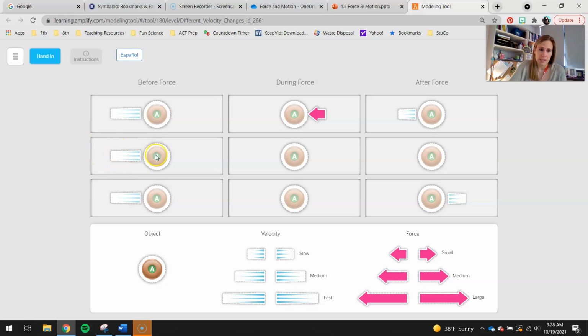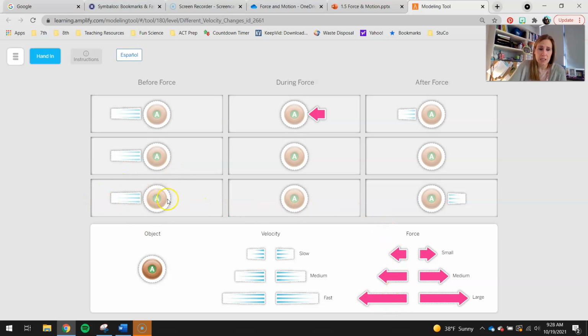Again, moving at a medium velocity to the right, we're going to apply a force to it, and this object is going to stop. So which direction are we going to need to apply that force to get it to stop? And then what size of force are we going to need to put on it? If it was moving at a medium speed, are we going to use a small, medium, or large force?